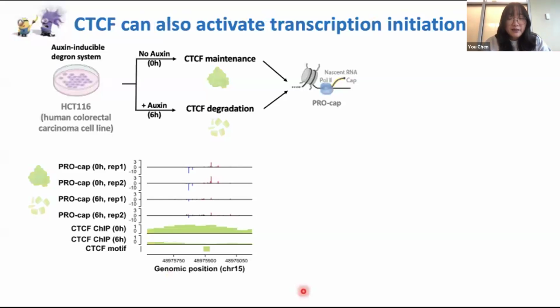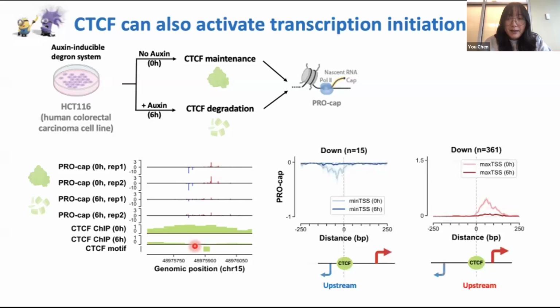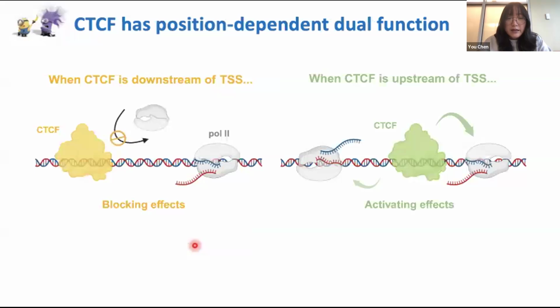Interestingly, we found that CTCF can also activate transcription in some cases. Here is one example that shows downregulation after CTCF degradation. And you can see the CTCF motif is located in the upstream region this time. We observe the same pattern when we examine the CTCF positions in all elements with downregulated transcription. Taken together, CTCF exhibits dual function on transcription initiation in a position-dependent manner. It serves as the blocker when located downstream of the TSS and as an activator when located upstream of the TSS.